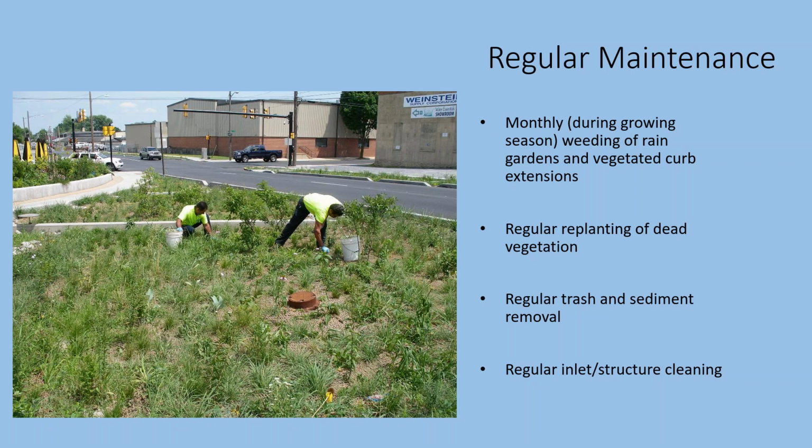Our regular maintenance procedures are pretty straightforward. We typically do weeding on a monthly basis during the growing season. We have staff out now who are actually doing the August weeding of these rain gardens that you can see in this photo. We also have regular trash and sediment removal. That's probably one of our largest and most frequent activities. We also have regular replanting of dead vegetation. We had a little bit of a challenge last year in that we had more rain than we've ever had in a 12-month period previously.